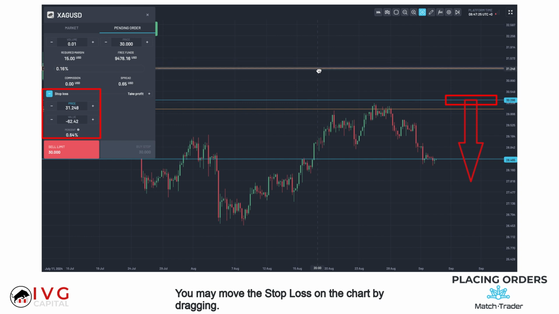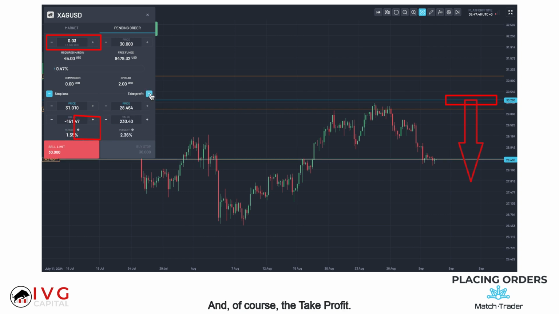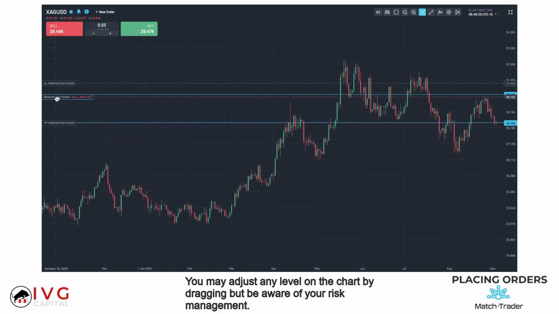You may move the stop loss on the chart by dragging. Now adjust your volume to correspond with the risk level you want on the trade, and of course the take profit. You may adjust any level on the chart by dragging, but be aware of your risk management.